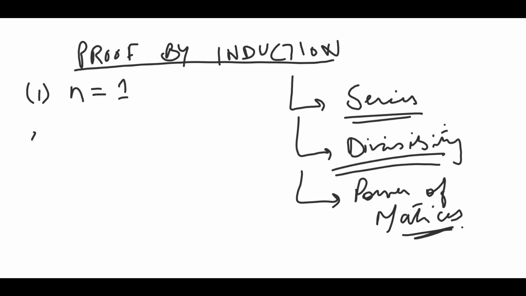In the second step, you're going to be assuming that the statement is true for n equals k. In this step, you're not proving that it's true for n equals k, you're just going to assume that it will stand true for n equals k.